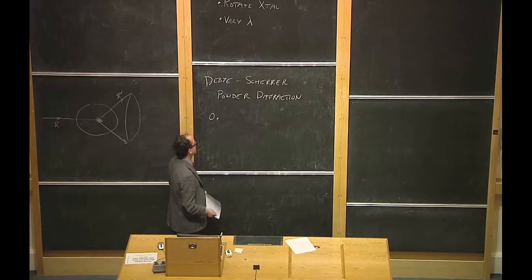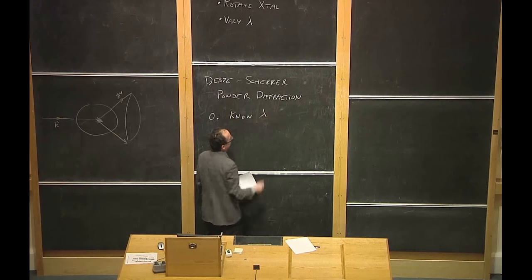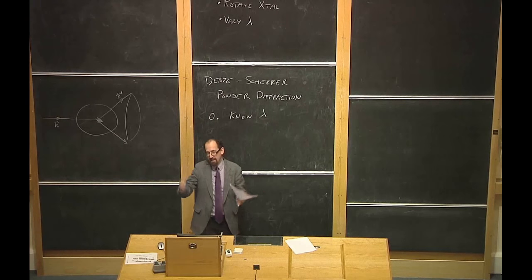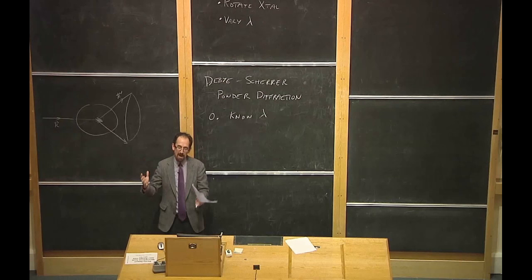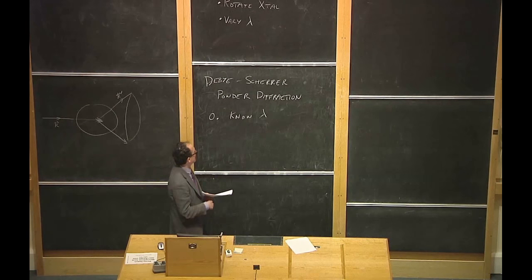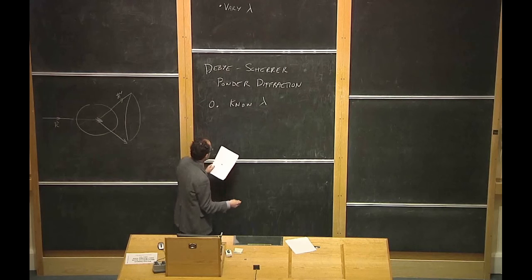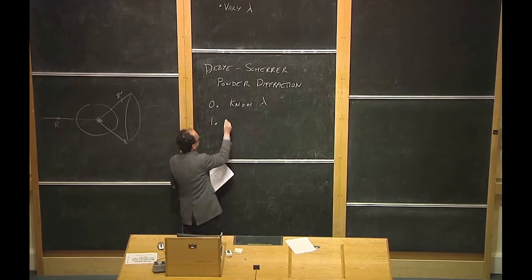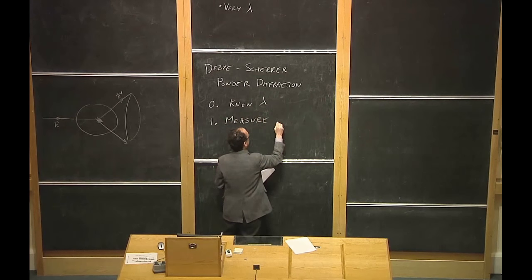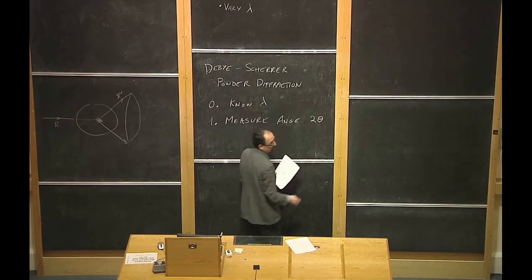So rule number 0 is know the wavelength. Know your wavelength lambda. Why do you know your wavelength lambda? Well, you're the experimentalist. You put in the X-ray beam. You had the X-ray apparatus, so you know presumably what the wavelength of the X-ray is. So it's a good thing to start with. Know your wavelength. Probably know it pretty accurately, actually, if you're a good experimentalist. Step 1, measure the angles. Measure angles. Angle of scattering, which is 2 theta, not theta.